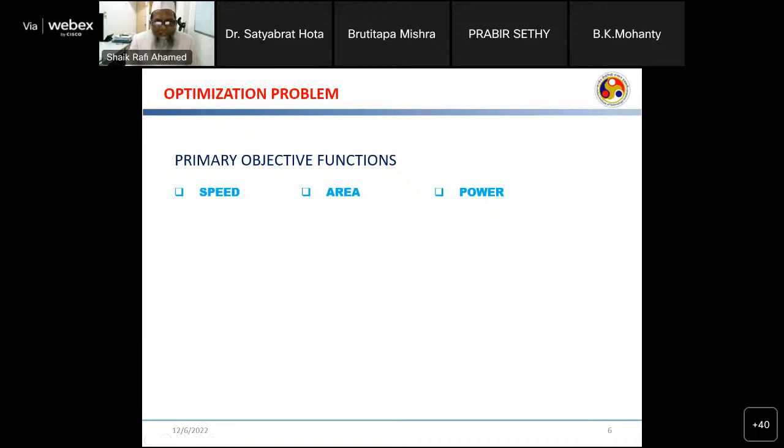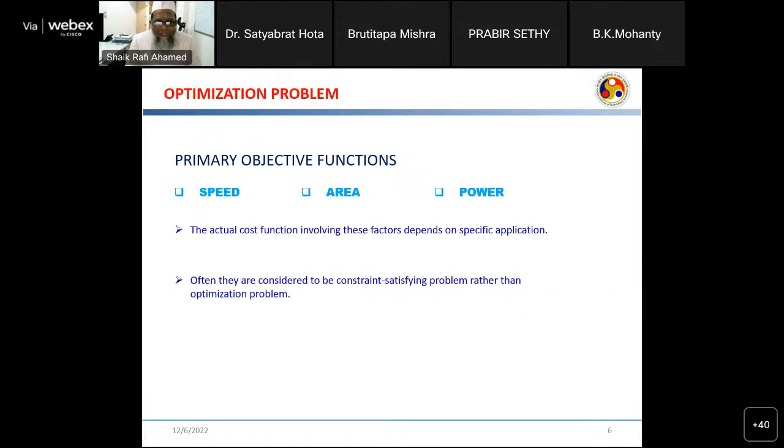But here there is some sort of trade-off between these three parameters: speed, power, and area. The speed-power product is constant. So if you want to increase the speed, at the same time the power will also increase. Faster circuits dissipate more power, so there will be some compromise. The design challenge is to have a better trade-off. You cannot increase the speed and reduce the power simultaneously, but you have to have a better trade-off.